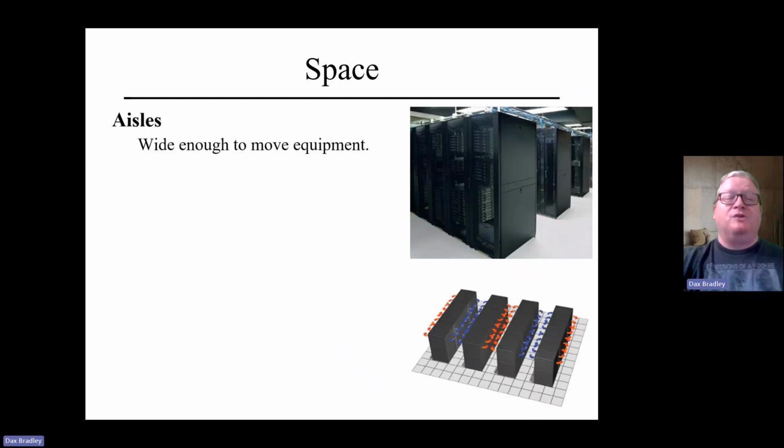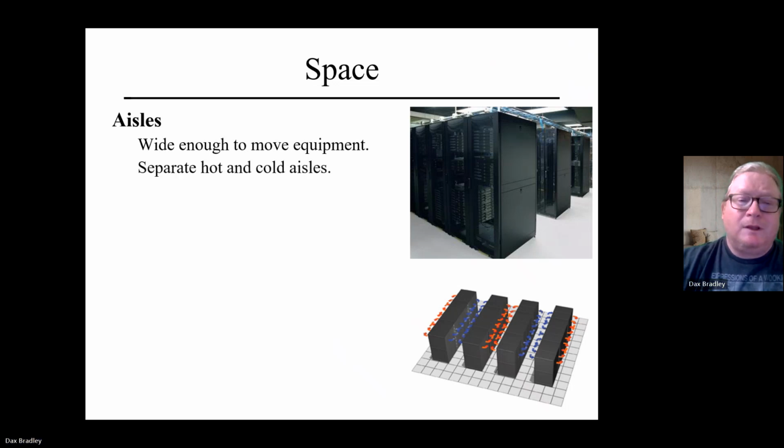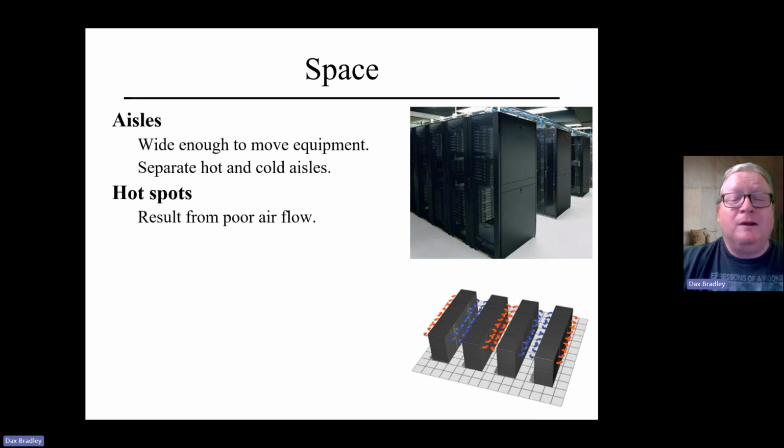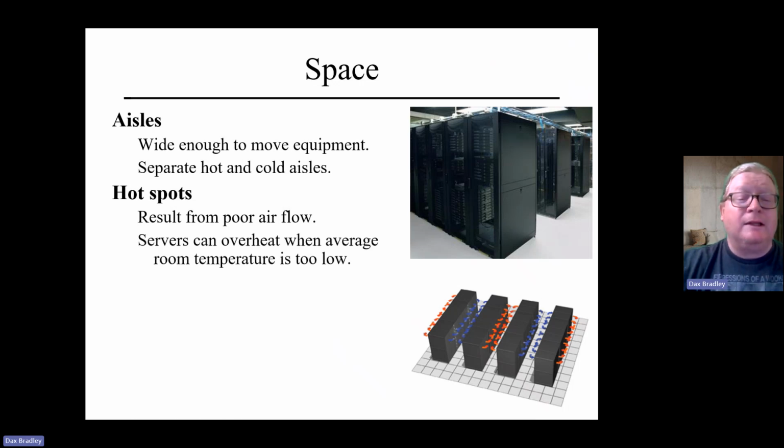In the aisles, you want to make sure that there's enough space for movement in between the systems. Separate hot and cold aisles. And for hot spots, you want to avoid those because that is the result of poor airflow. You can see here in this diagram where heat escapes this side of this row of servers, and this other server is built so that the heat escapes facing it. That could create a potential hot spot, so you want to be careful about that. Servers can overheat when the average room temperature is too low.